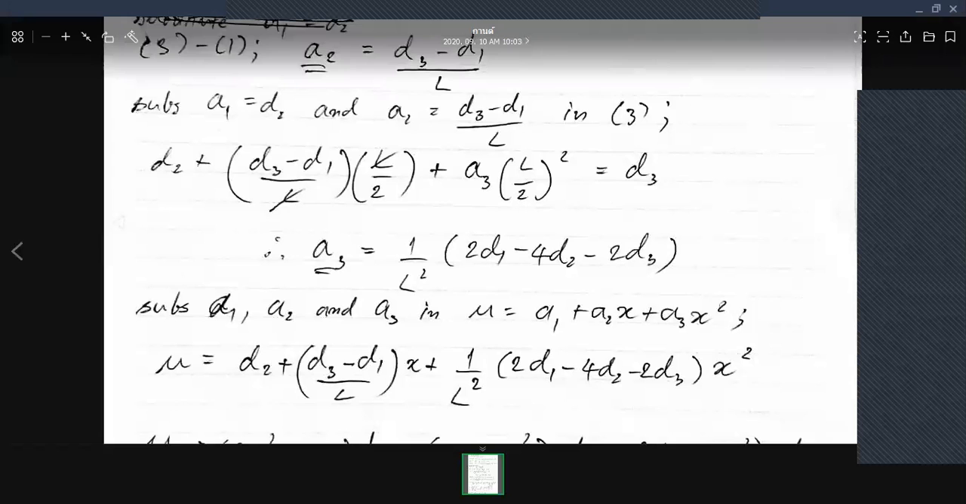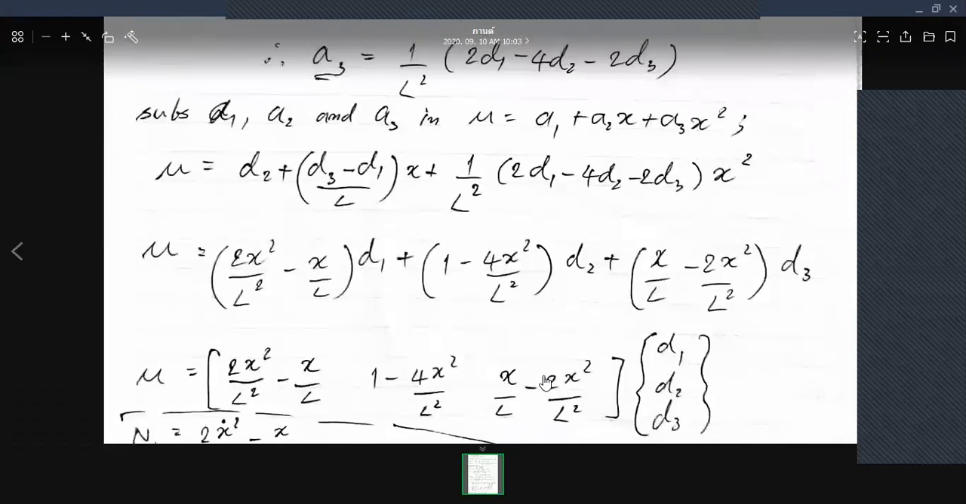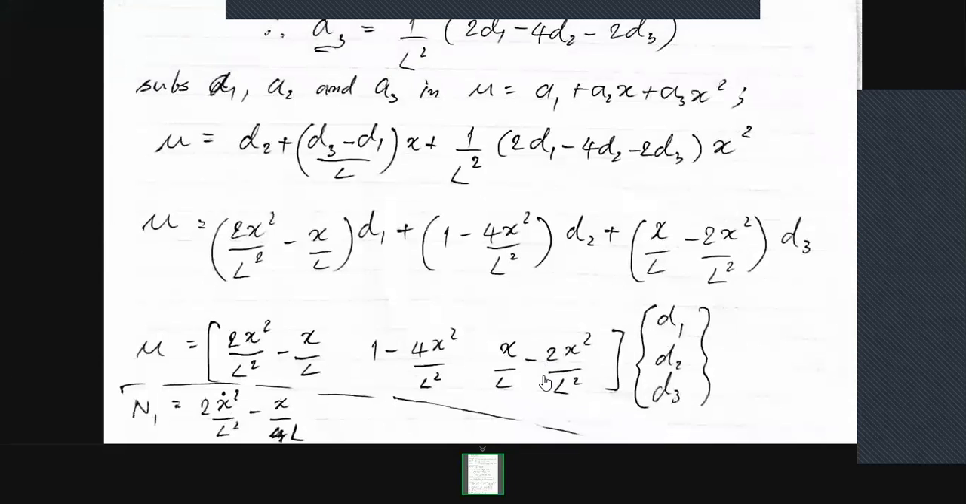So we substitute back into the assumed displacement function, which is a polynomial. We will have the displacement function in terms of the node displacements d1, d2, and d3. We manipulate the equation to be in terms of x and L, like we treat d1, d2, and d3 as variables, and x and L as coefficients. So finally, we have this big equation.